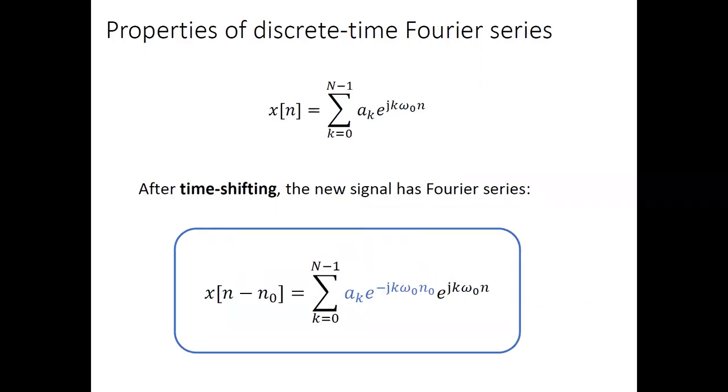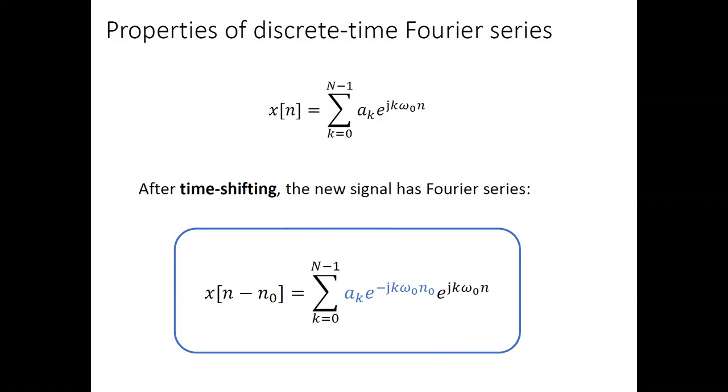And about time shifting, for the continuous time, we know that if we shift a signal from x of t to x of t minus t zero, then there will be an additional exponential minus jk omega zero t zero in the Fourier series. And for discrete time, we are just shifting it by n zero. And this additional term is exponential minus jk omega zero n zero. So it's also very similar to the continuous time case.